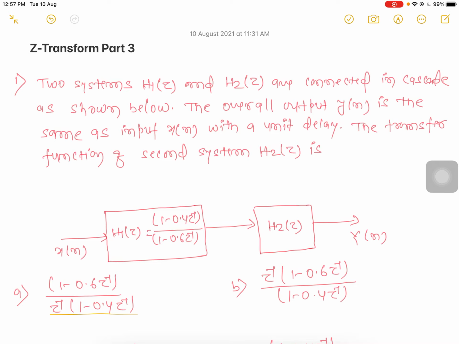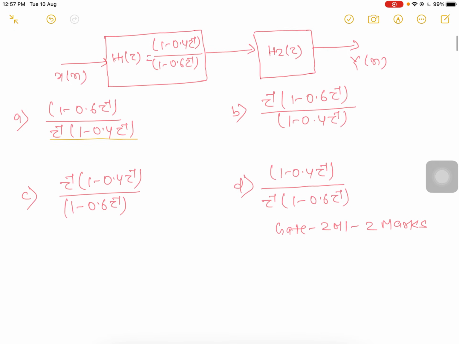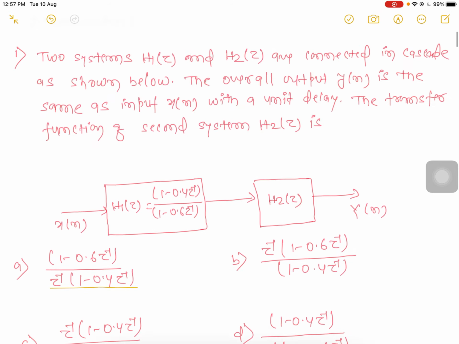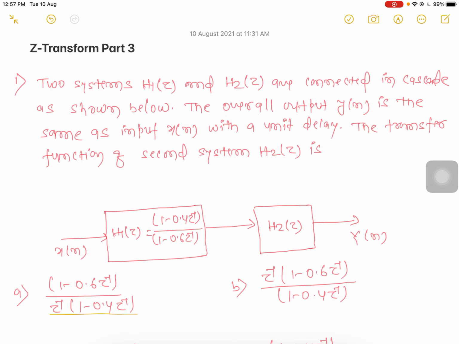In this video I will discuss the Z transform, which is asked in GATE. I will cover questions from GATE 2011 to GATE 2015. Now let's start the first question.